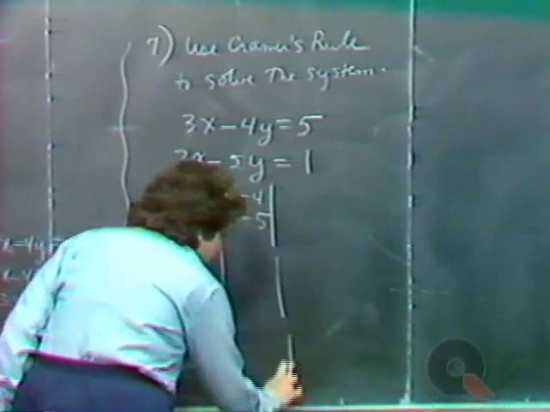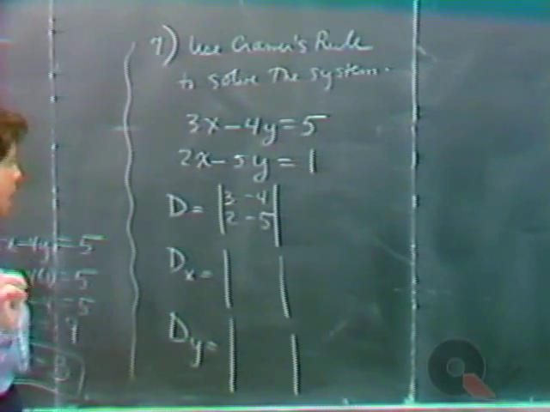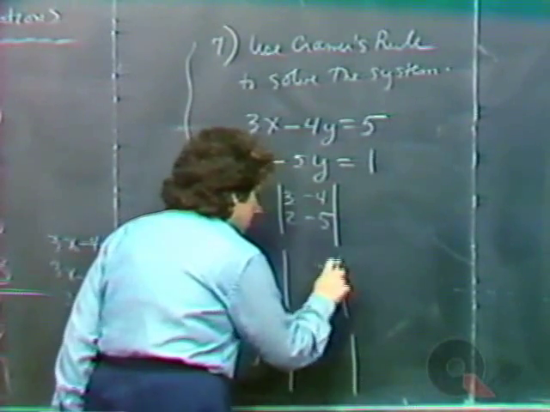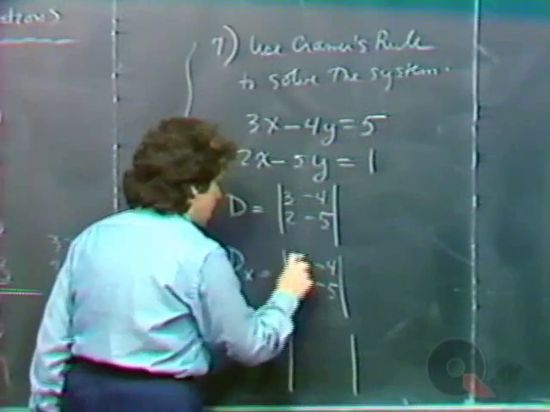Dx and Dy are also 2 by 2 determinants. However, for Dx, we use the same y column. However, the x column is replaced by the right-hand side.